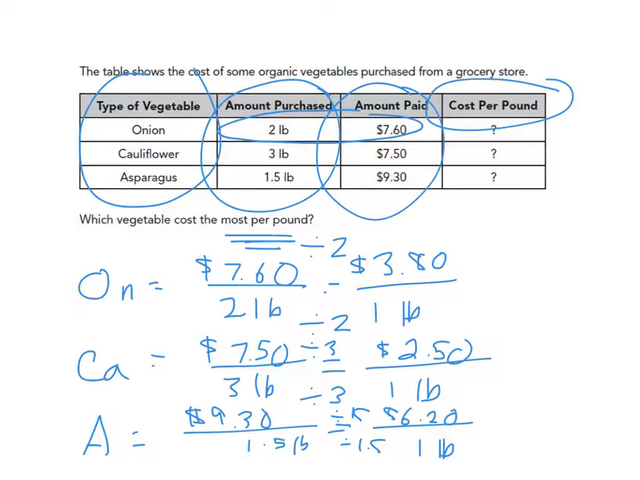So I've now found that the onions are $3.80, cauliflower $2.50, and the asparagus $6.20. So it's pretty clear here that the asparagus is the most expensive. What I did is I just took all three things and turned them into unit rates so they're easier to compare.